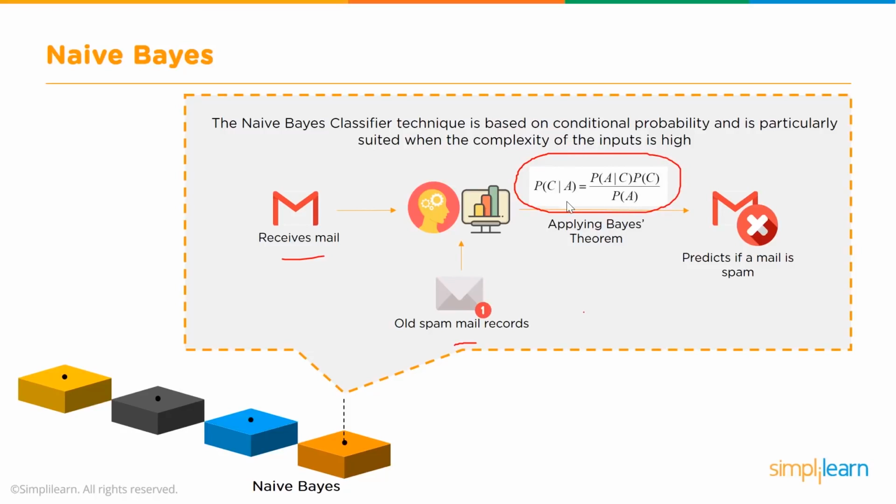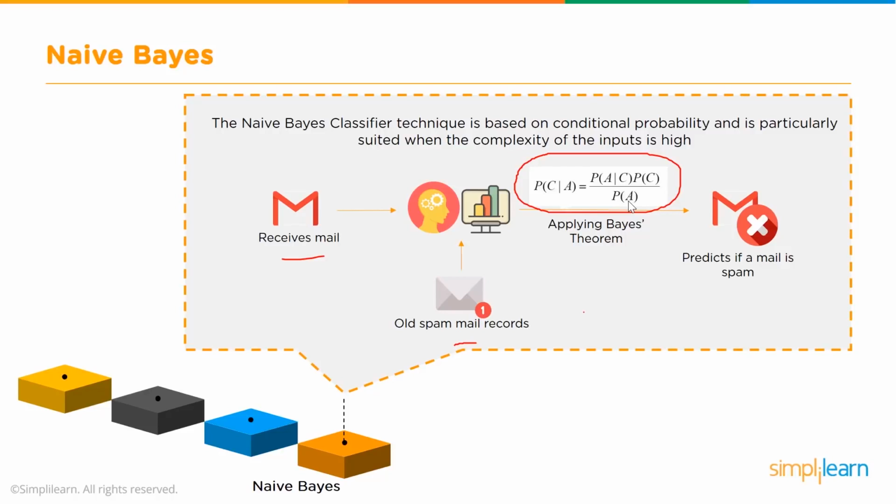So P(C|A) is the probability of event C occurring when A has already occurred. P(A|C) is the probability of event A occurring when C has already occurred. And P(C) is the probability of event C occurring, and P(A) is the probability of event A occurring.